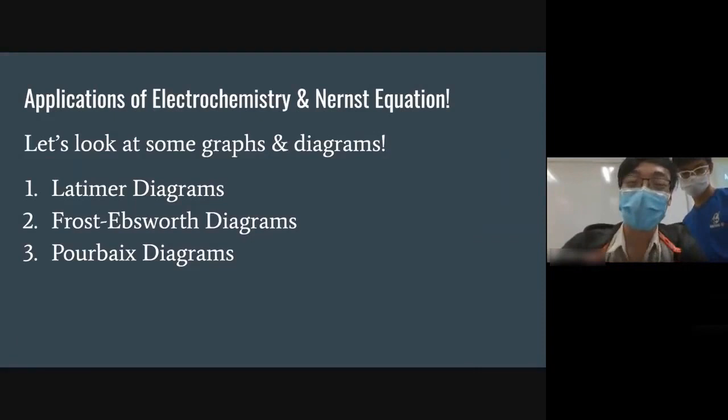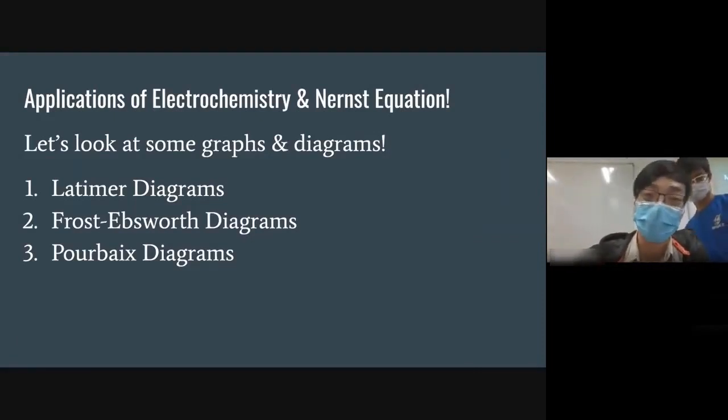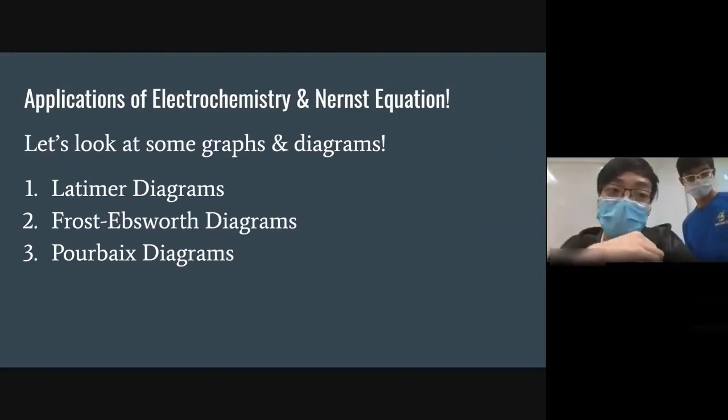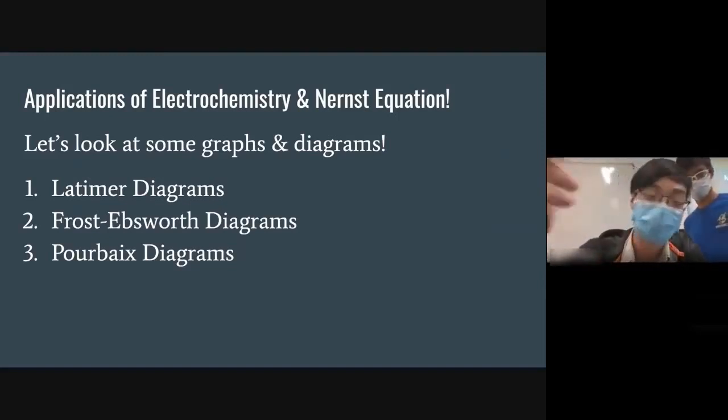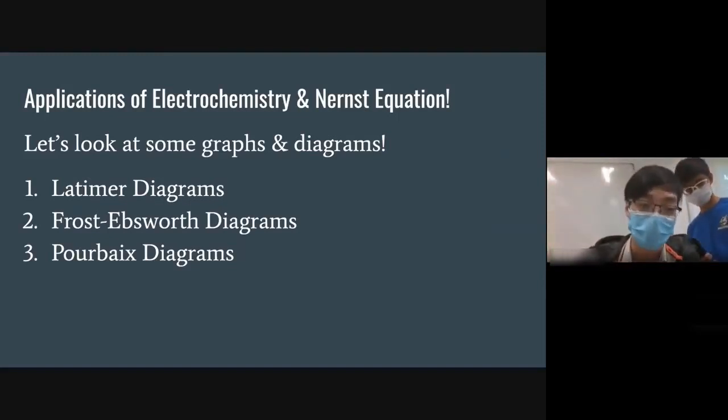Okay, so now we'll just be moving on and continue to talk about some more interesting stuff about electrochemistry. So look at some of these diagrams, which are very useful electrochemical tools to help us in reactions and doing problems. They're the Latimer diagrams, Frost-Ebsworth diagrams, and Pourbaix diagrams. So I'll go through what each of these are.